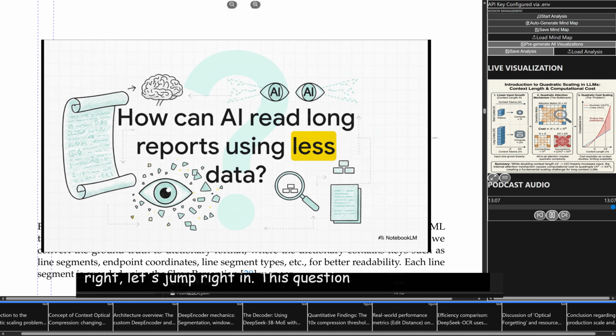All right, let's jump right in. This question right here really gets to the core of what we call the long context problem. You know how it is, right? Even for us, if you're reading a super long book, by page 500, you might forget a detail from page 10. For an AI, it's that problem, but on steroids. It's a massive memory bottleneck. But what if the solution isn't to give the AI a better memory, but to trick it into seeing the text instead of reading it?